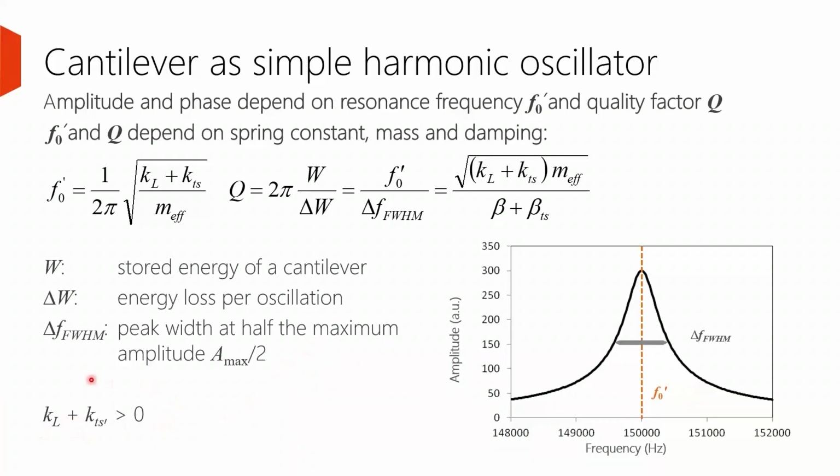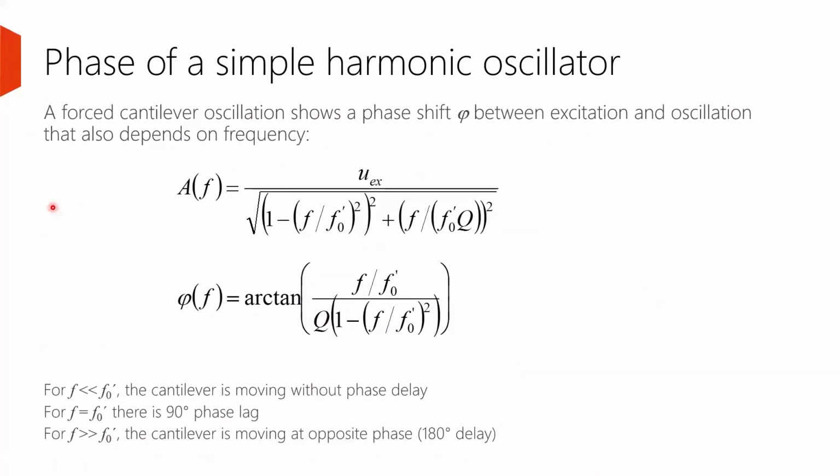And of course, for an oscillation, it is important that the total spring constant is larger than 0. If this is smaller than 0, you see you get an imaginary number for the resonance frequency. The amplitude depends on the frequency, and here you see the equation. It depends on the resonance frequency and on the damping. And the phase also depends on resonance frequency and damping as well.